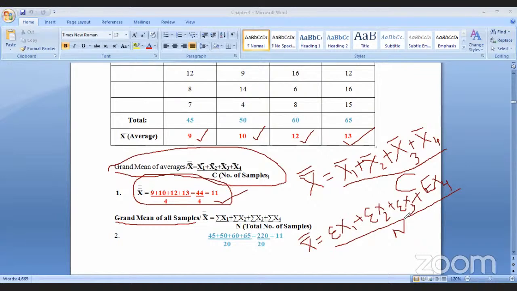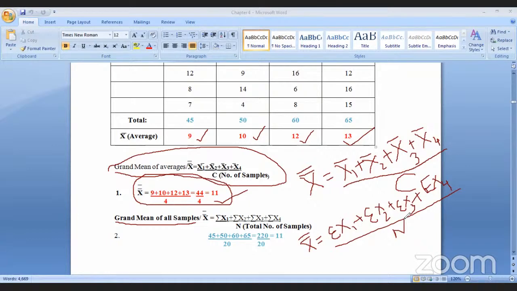20. In first row there are 5 numbers, equal numbers. 5 steps are there. Again 5 numbers. Again 5. 5 4s are 20. Total number of individual samples is 20. Then you will get 220 divided by 20, that is equals to 11.